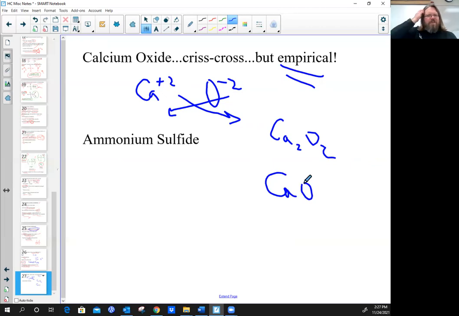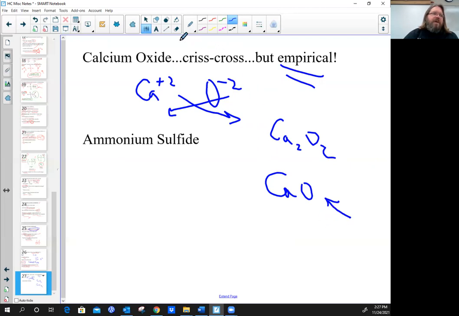So a little rule to live by is that if I've got my 2 ions that I'm going to crisscross and smash together to form my formula for an ionic compound, if they are equal and opposite in charge already, just put the 2 elements together. CaO is the formula for calcium oxide.